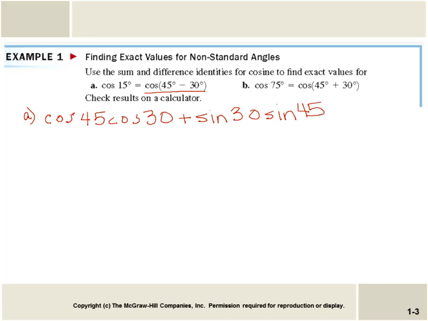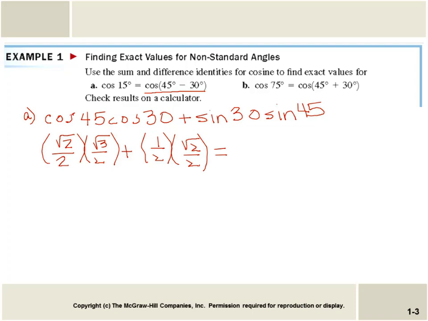So now I can figure it out. What's the cosine of 45? If you don't know this, you're getting lazy. You're going to need this, honest. You've got to learn that unit circle. Cosine of 30 is square root of 3 over 2. And then plus sine of 30, which is 1/2, and then sine of 45, square root of 2 over 2.